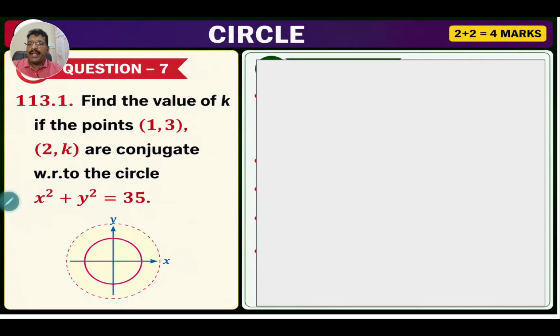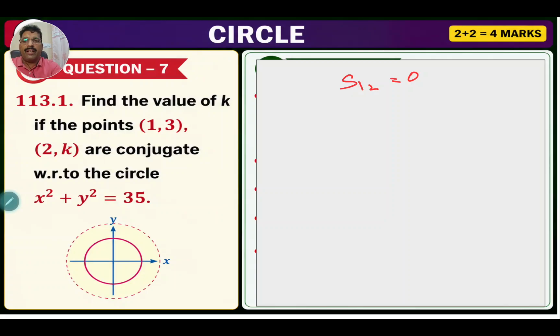Find the value of k if the points (1, 3) and (2, k) are conjugate with respect to the circle x square plus y square is equal to 35. Two points are said to be conjugate if the polar of the first point with respect to the circle passes through the second point, or otherwise directly we can write S12 equal to 0. Here x1, y1, x2, y2 are the given two points.